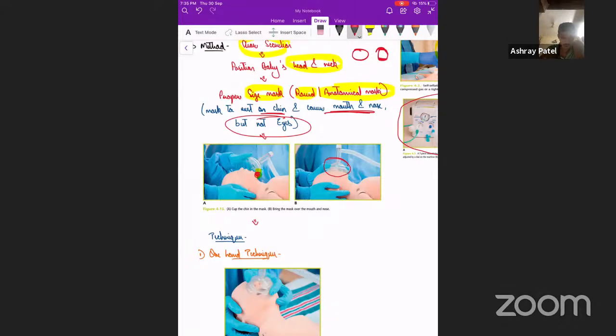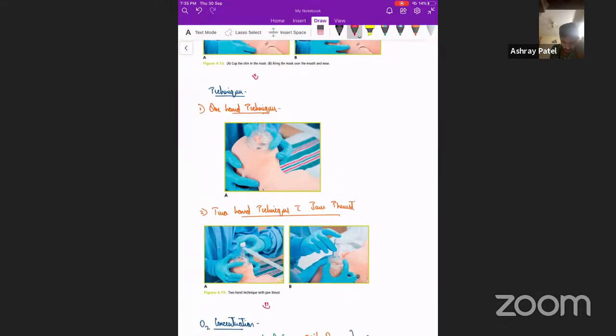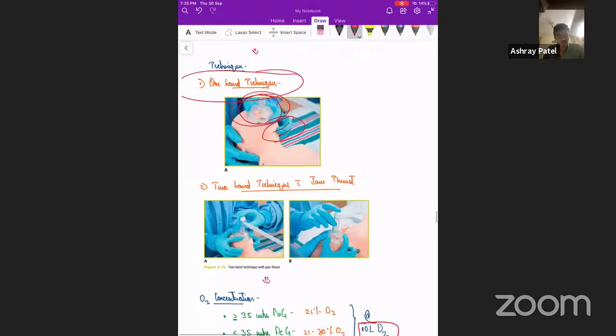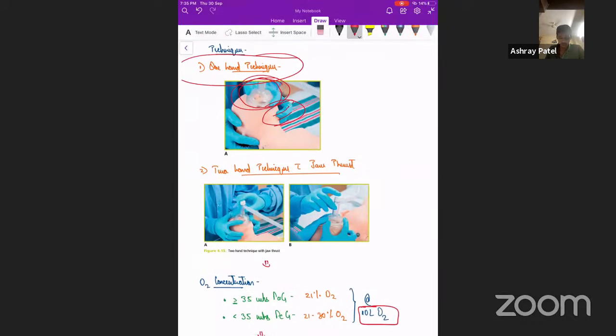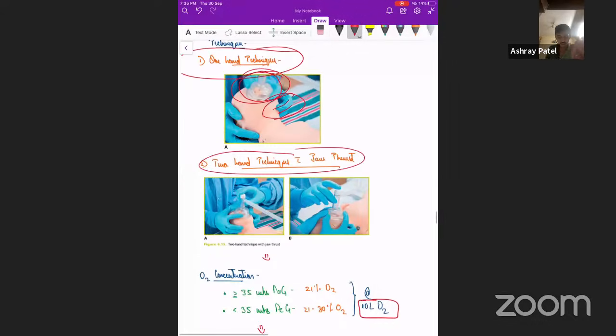So what is the technique? We can either use the one hand technique, using just one hand, so that you hold the mask using the C technique, as seen in the picture. Then you give some amount of thrust over the jaw using the E technique, these 3 fingers over the jaw. This is the C, and this is the E. This is the technique. If more than one person is available, then we can use the two-hand technique with jaw thrust. So it is as simple as that.